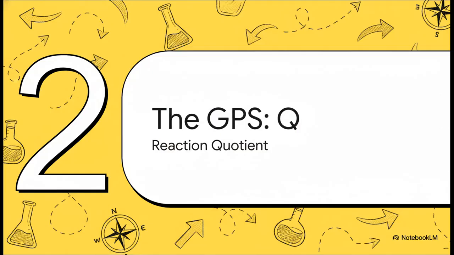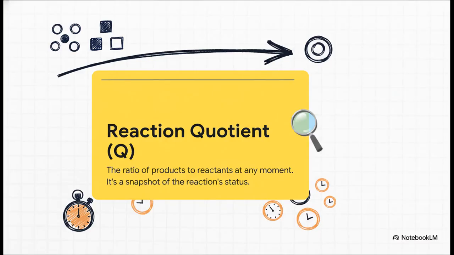Okay, so we have our destination, K. But that's only half the story, right? How do we know where we are right now on our trip? For that, we need a kind of chemical GPS, and this is where the reaction quotient, or Q, comes into play. So meet the reaction quotient, Q.